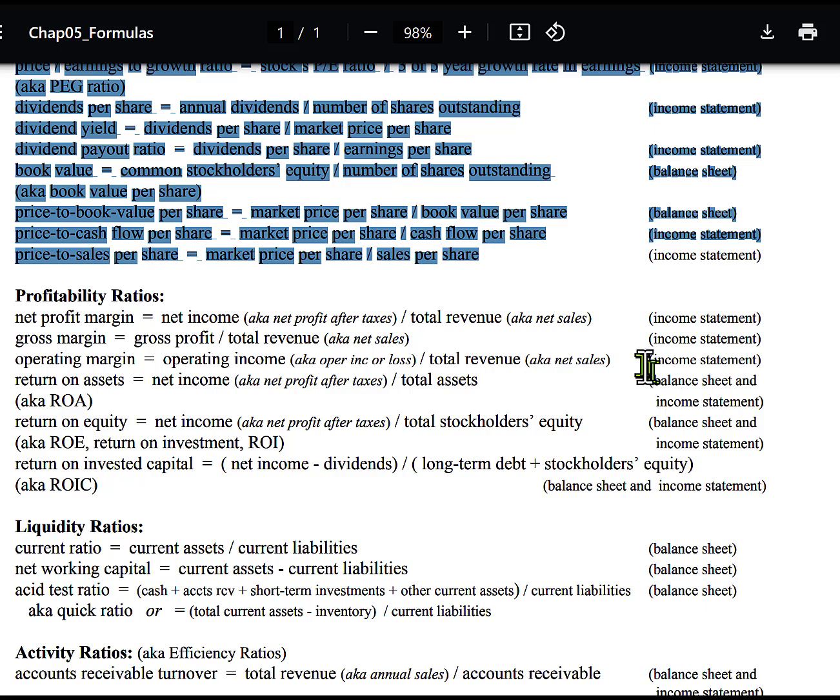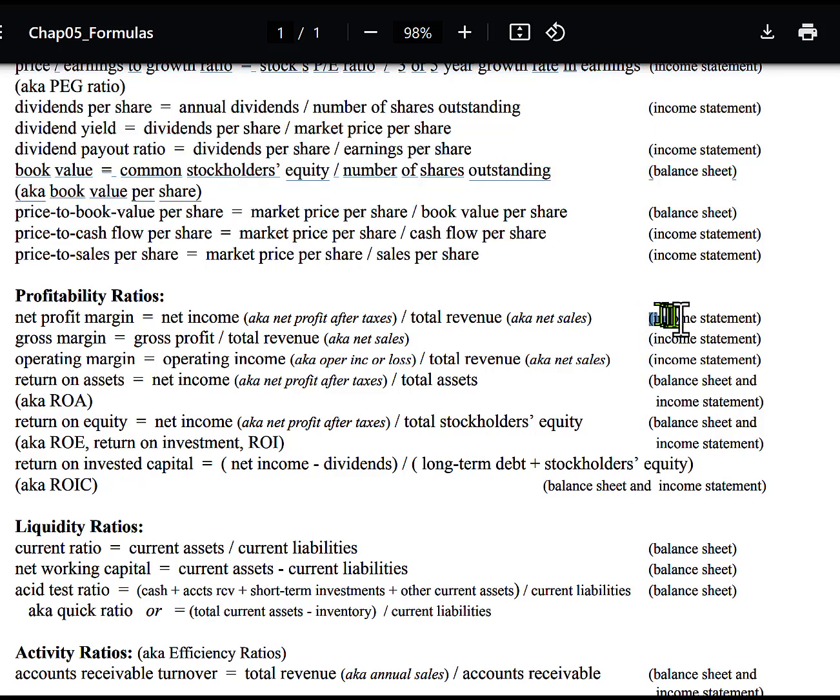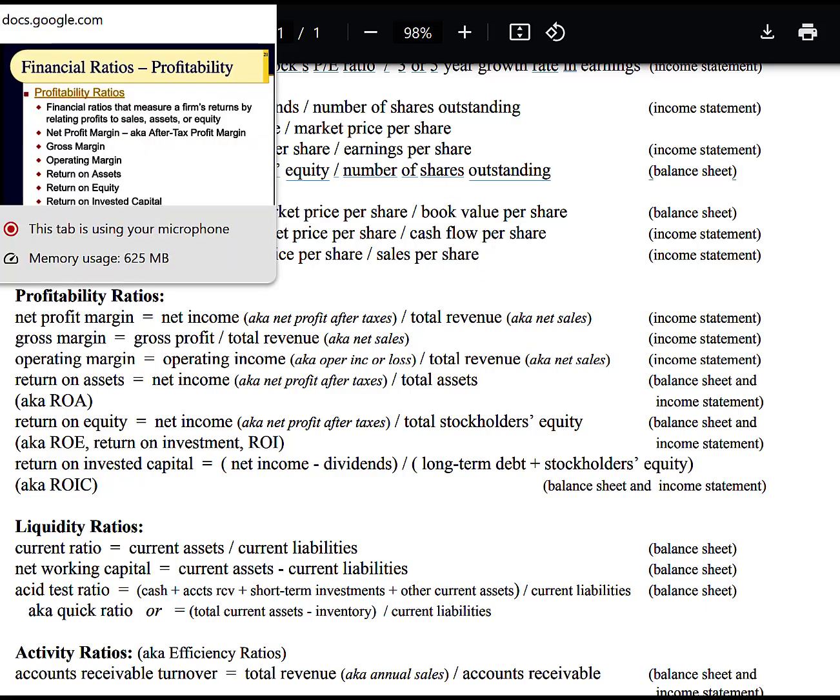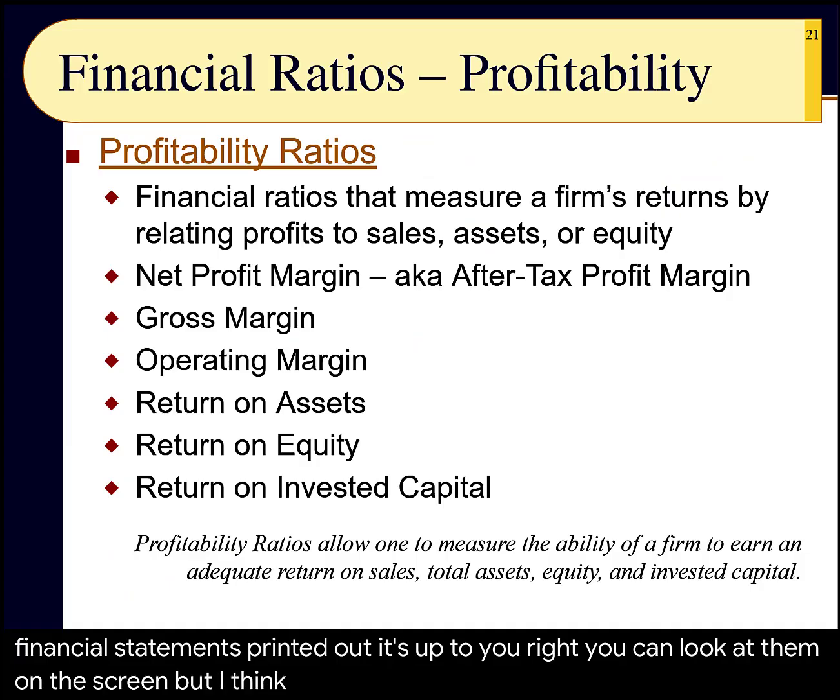Notice that the formula sheet also tells you where to find the data that we're looking for, either on the income statement or the balance sheet or both. Okay, so make sure you have that. And it also makes sense to have the financial statements printed out. It's up to you, right? You can look at them on the screen, but I think it's easier to print them out.